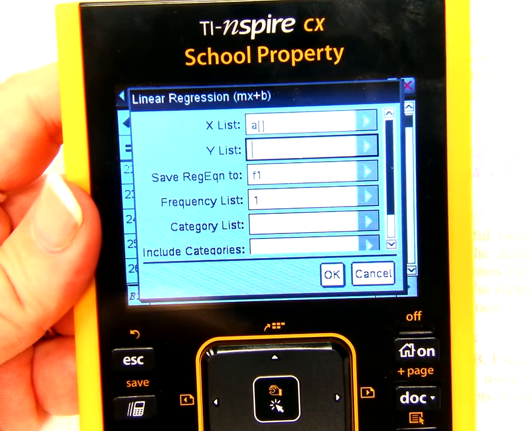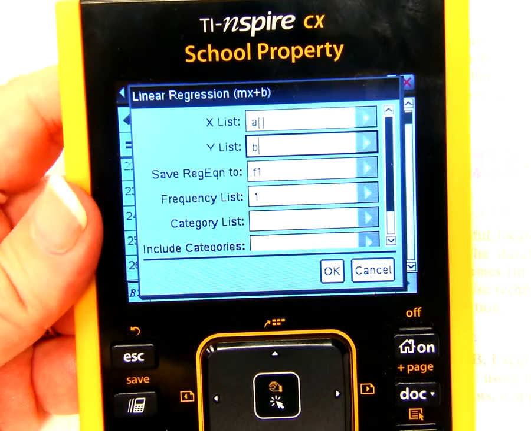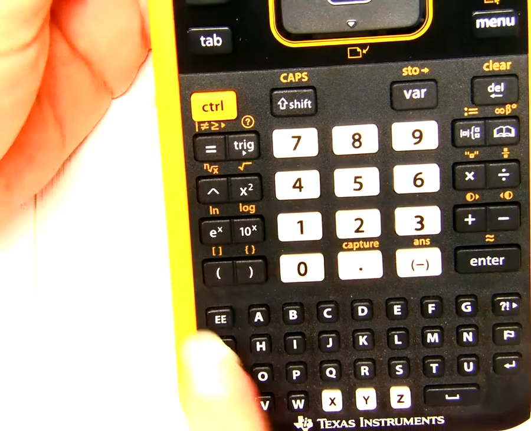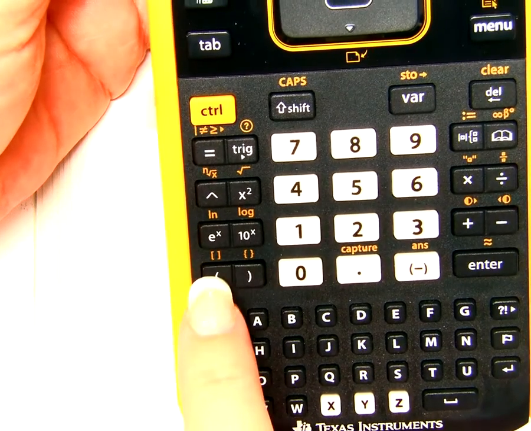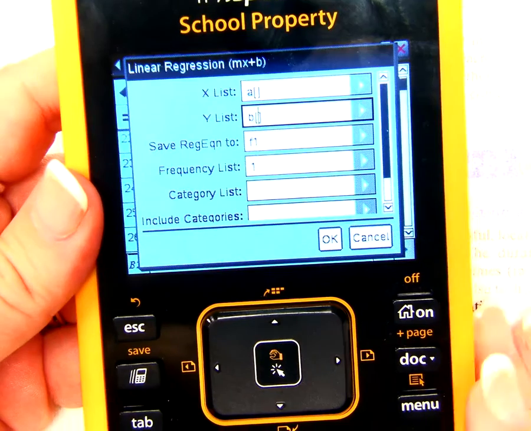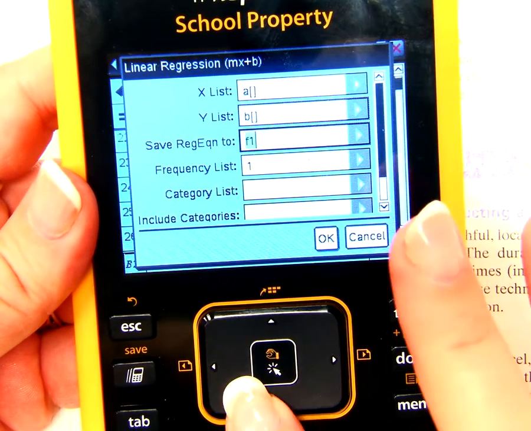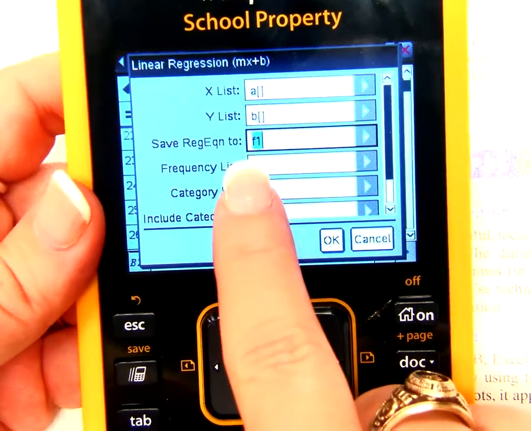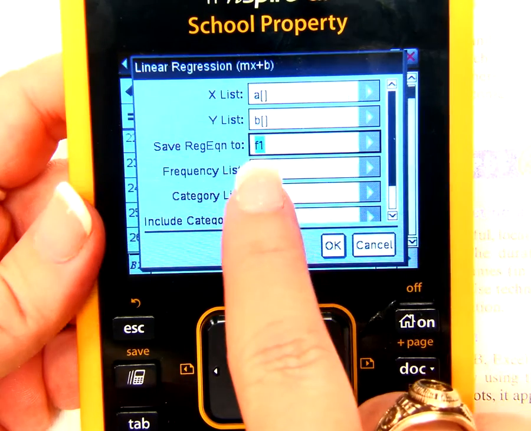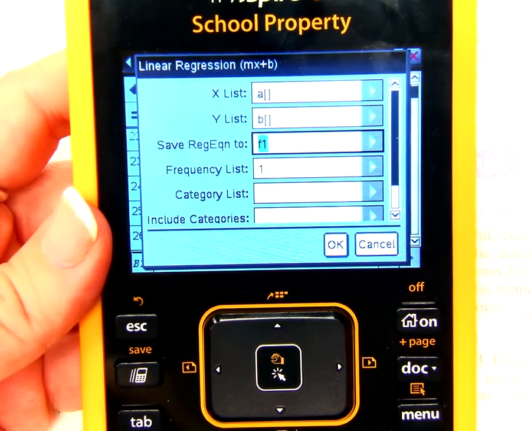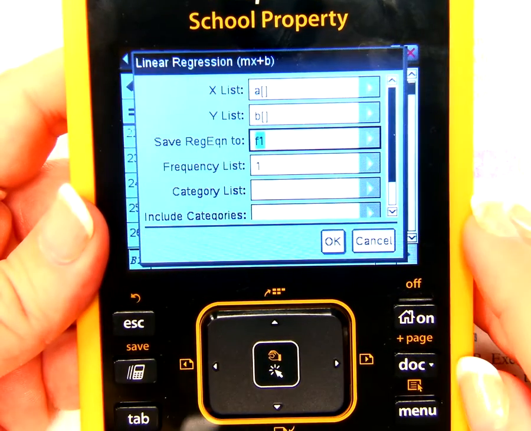It's in B. Guess what I have to add? Those bracket things. They are right here. Control open parentheses, and when I add one, it adds both of them. Okay? Now, sometimes I might want it to save my regression equation. It's asking me where do you want to save it? Save it to F1. It doesn't matter right now.